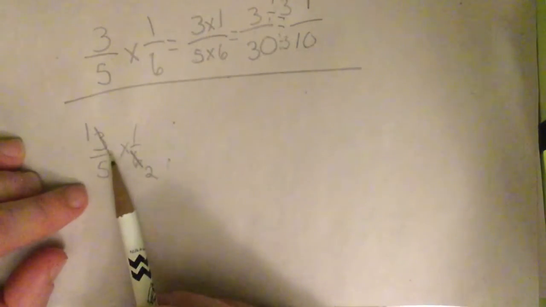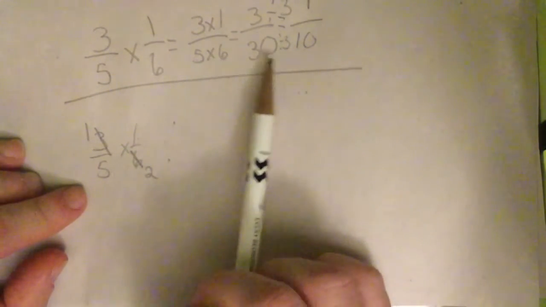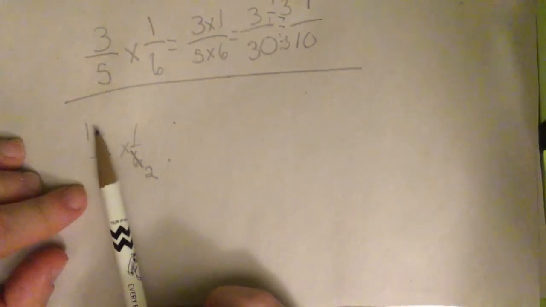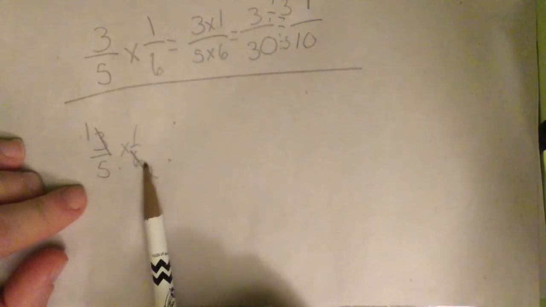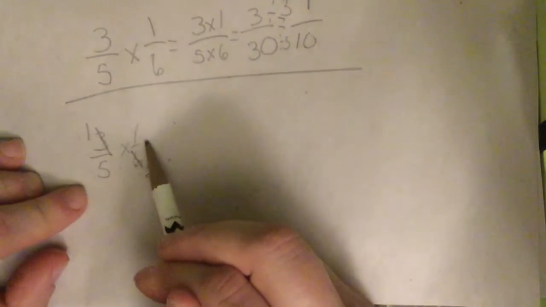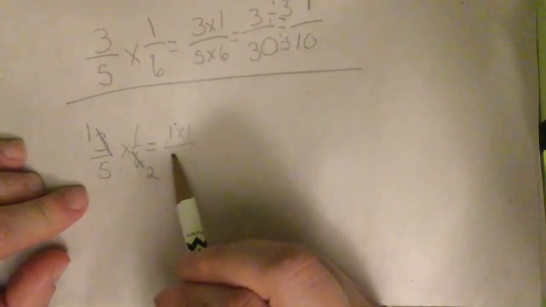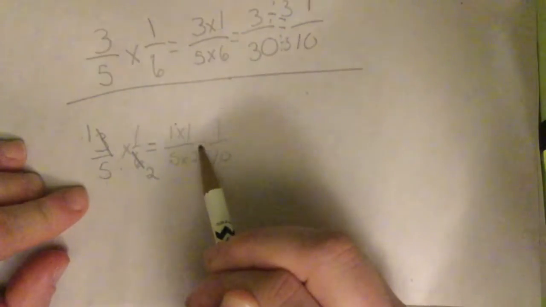So all I did here was I reduced it here before I went and multiplied it. So I'm applying the same principle I did up here, but doing it first down here. 3 divided by 3 is 1. 6 divided by 3 is 2. So I crossed them off and I have smaller numbers now. So when I multiply 1 times 1 and 5 times 2, my answer is still 1/10.